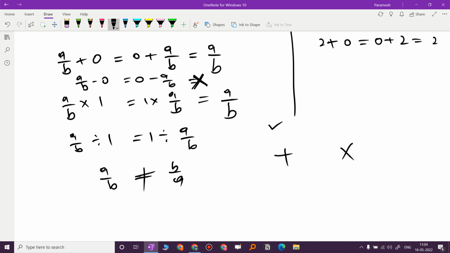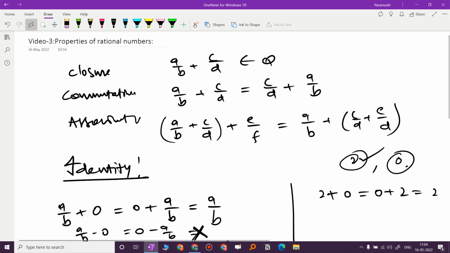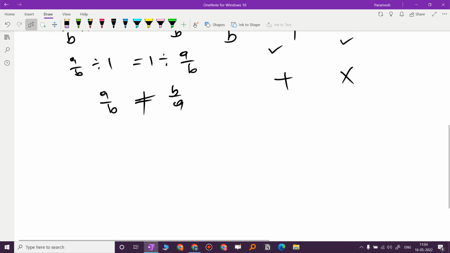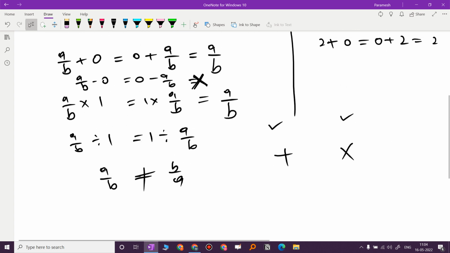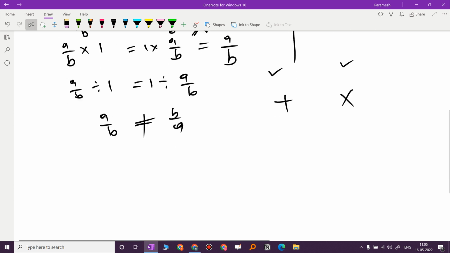Under addition and only two binary operations. But the above properties, closure, commutative, associative, are satisfied by all the binary operations: addition, subtraction, multiplication, division. But the identity property is only satisfied under addition and multiplication. Why? Because here we can prove a by b is not equal to minus a by b, and a by b is not equal to b by a. So that's why it does not satisfy the identity property under subtraction and division.